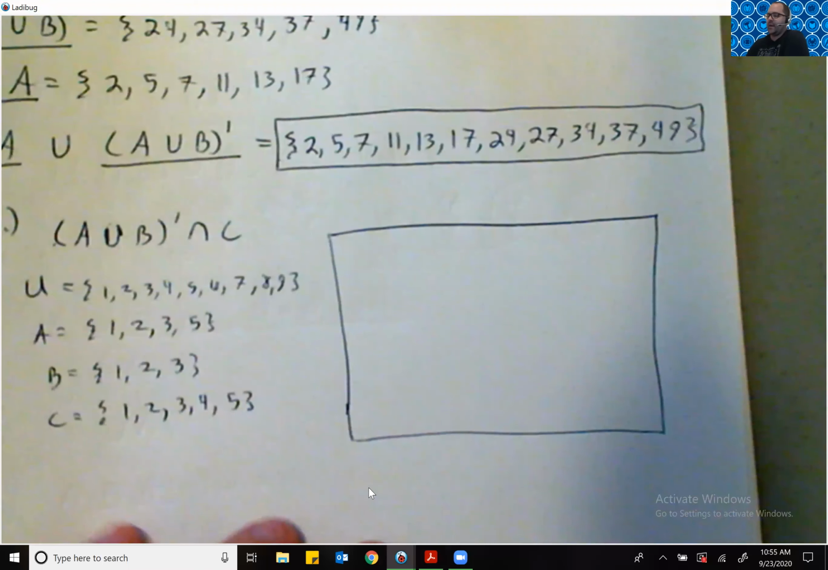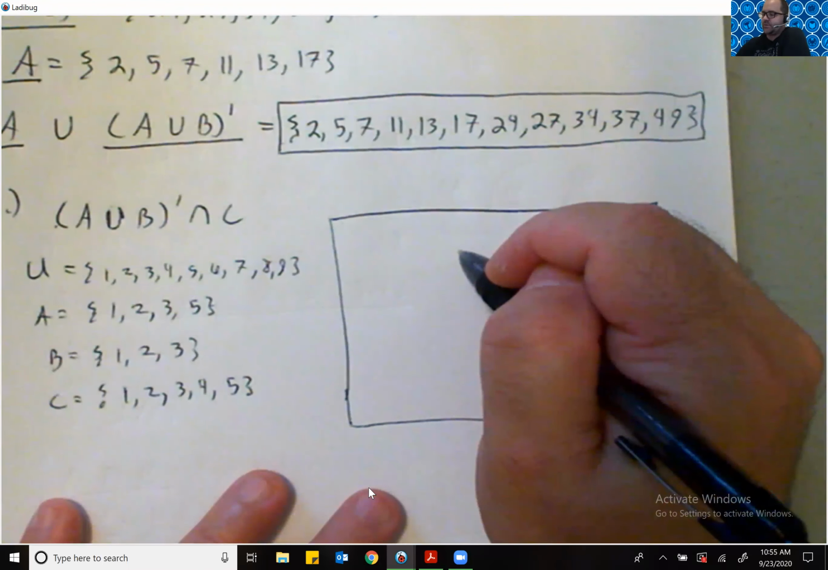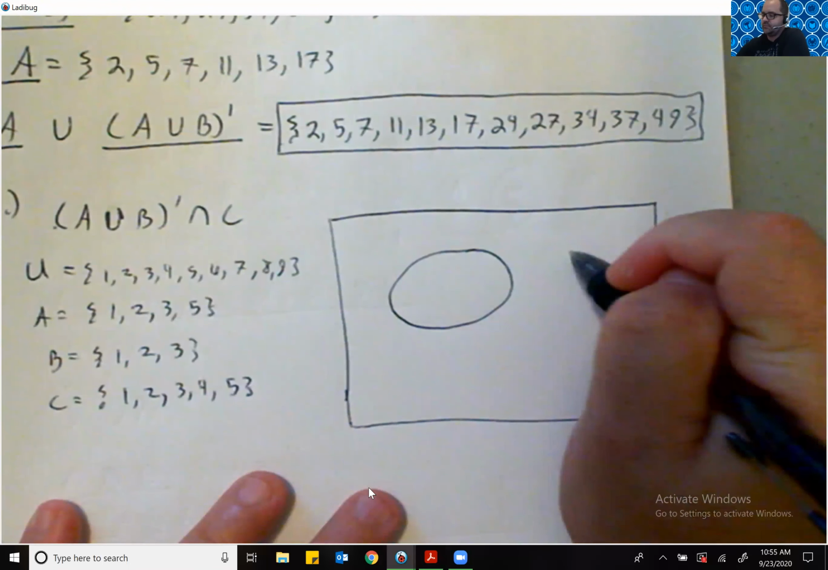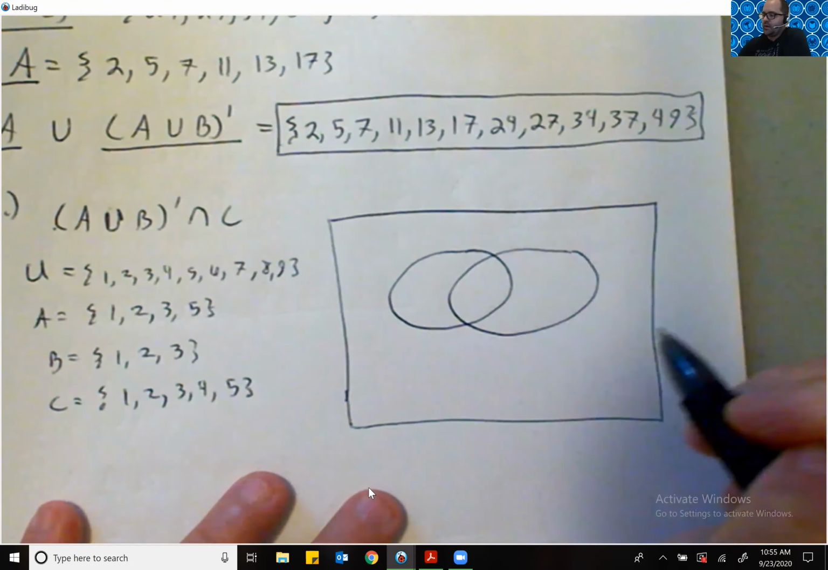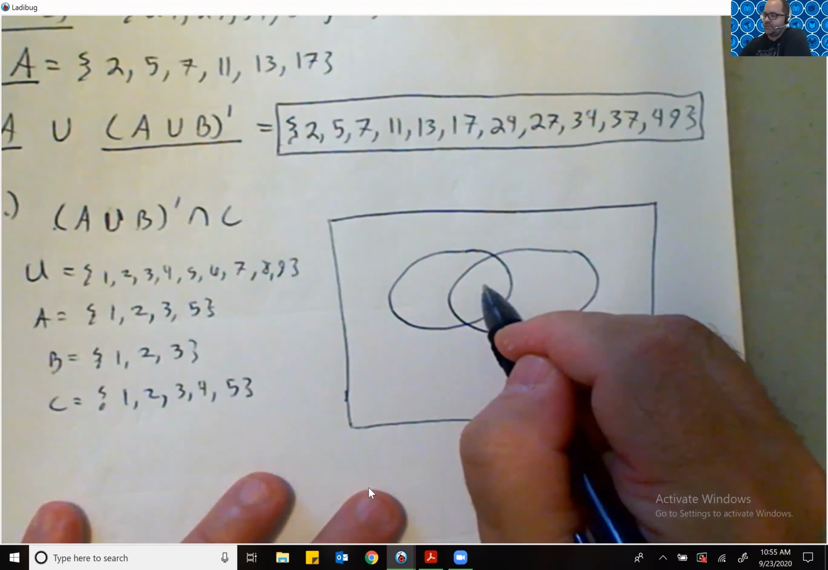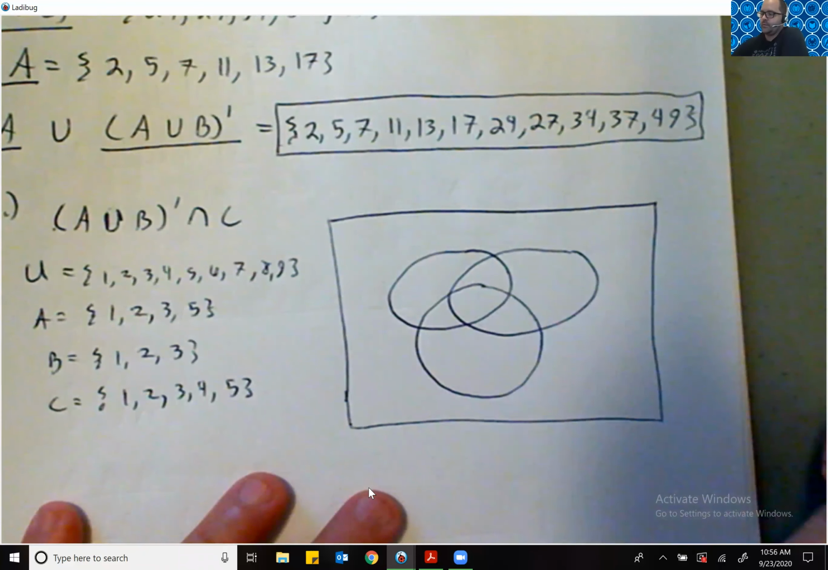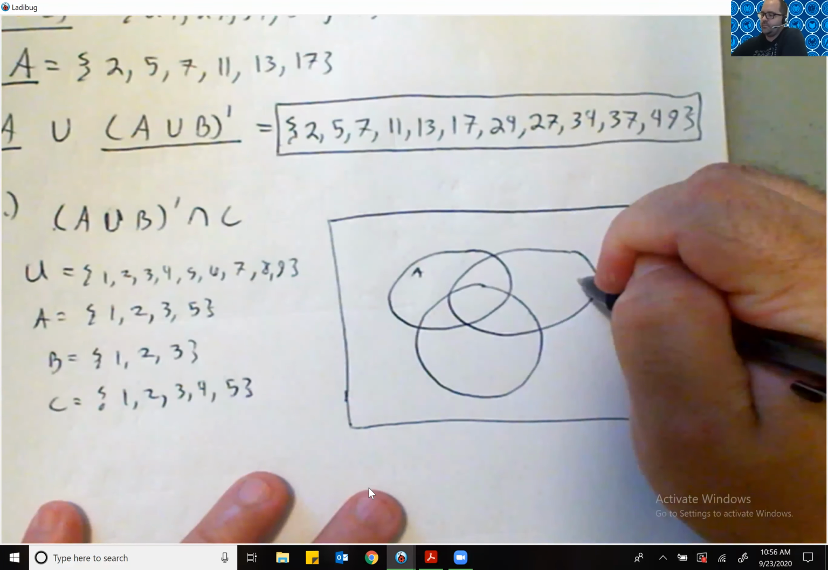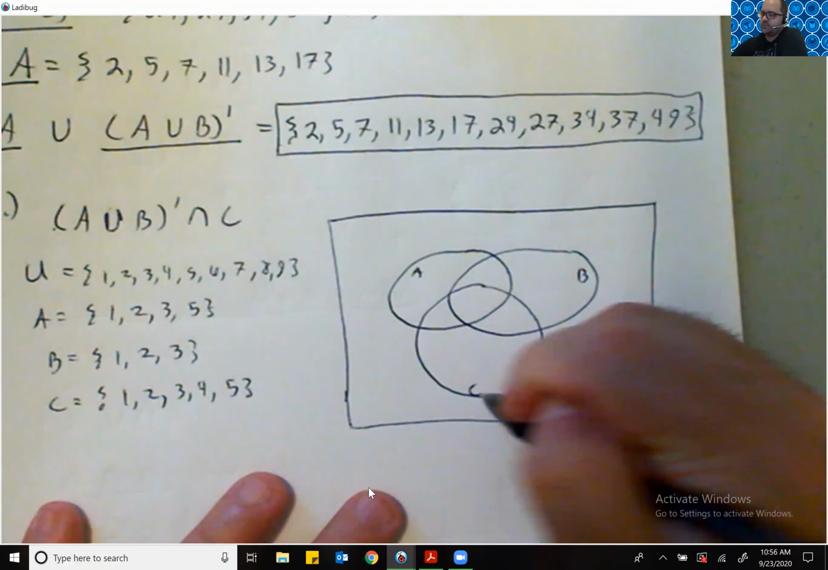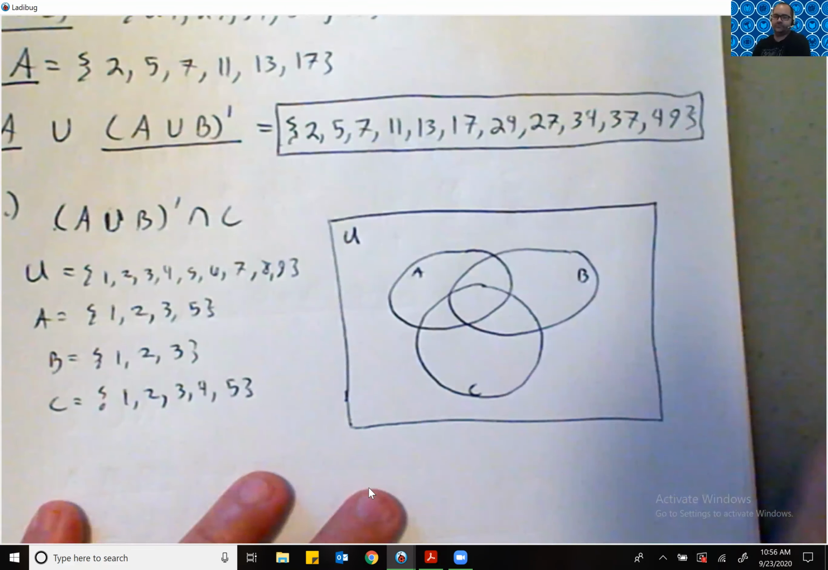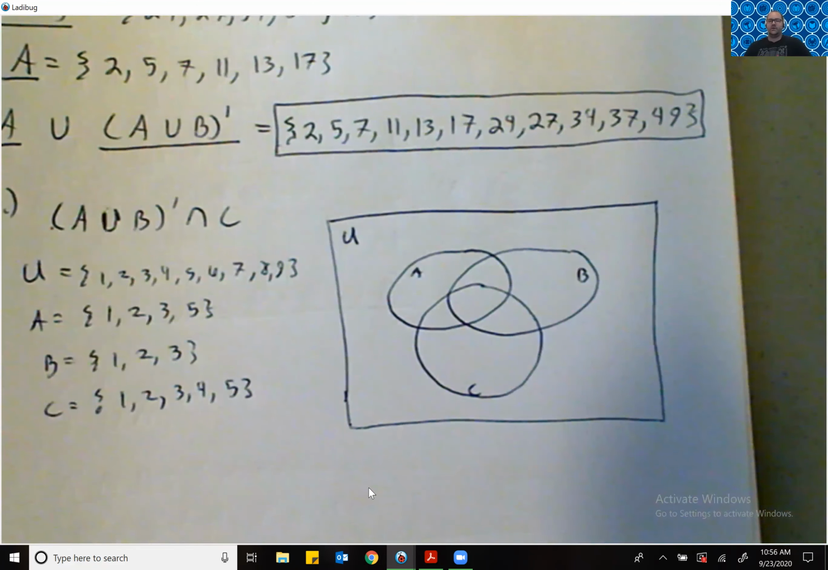So when I make a 3-circle Venn diagram, I start by making my first 2 circles. And then I go right in the middle of their intersection and I draw a circle downward. And this is A, B, C, universe. So again, when we have 3 circles, where do we start? In the middle.